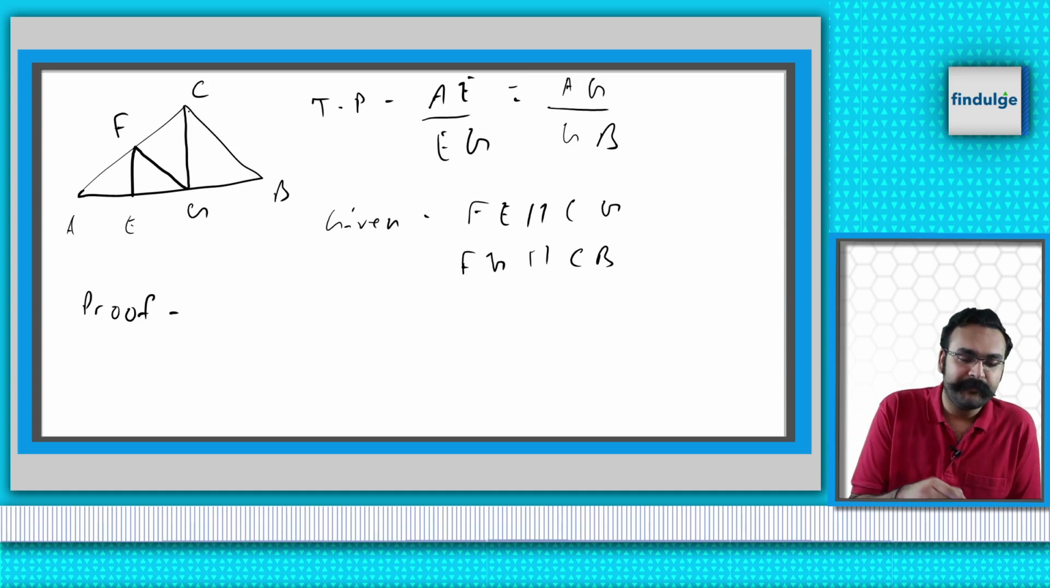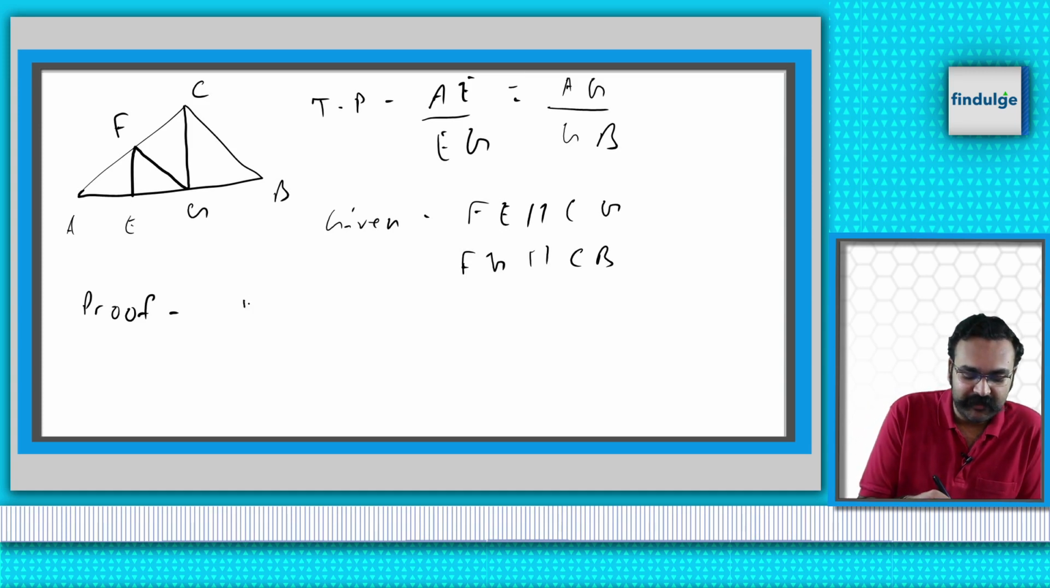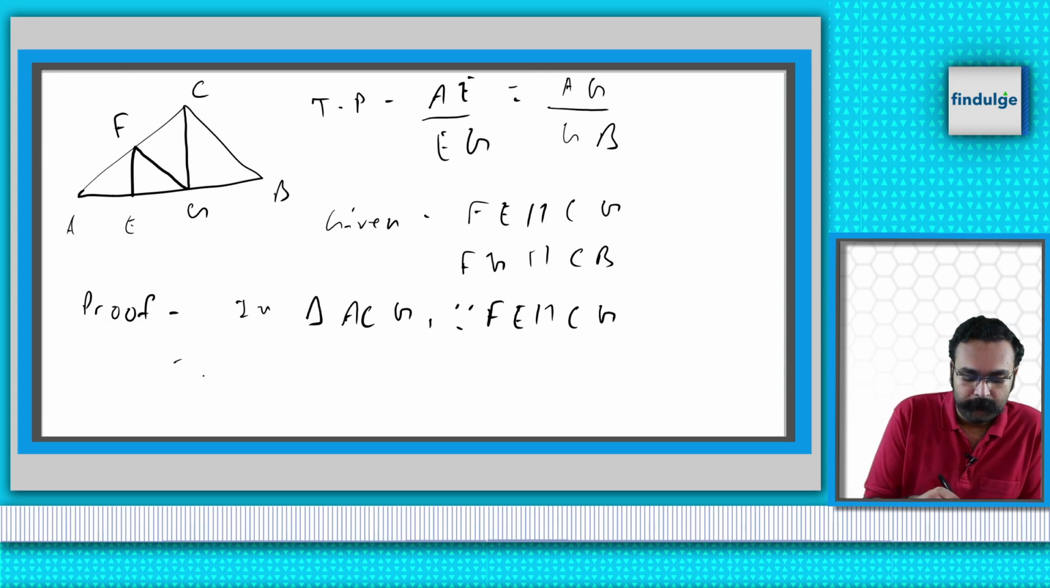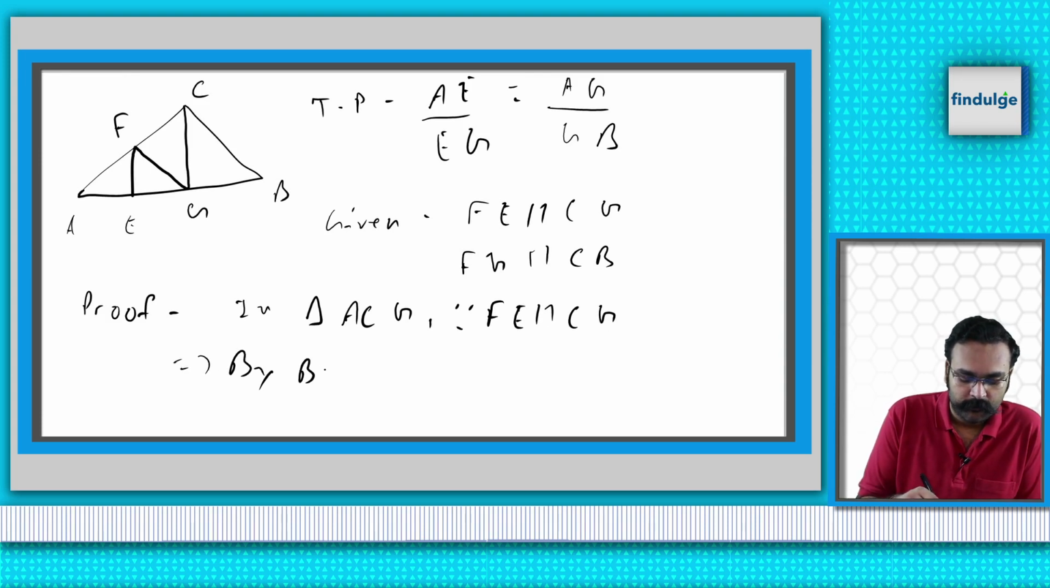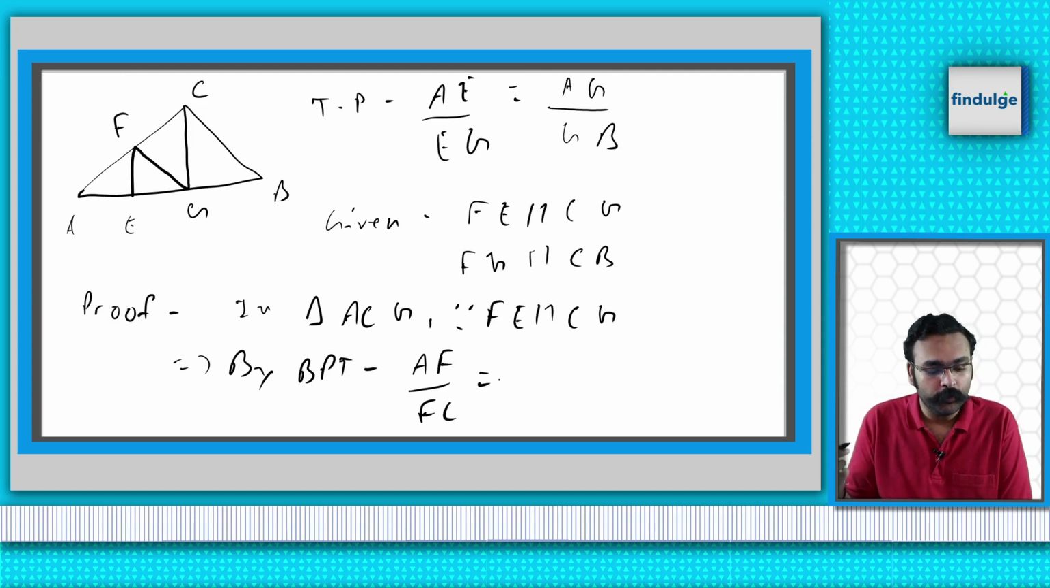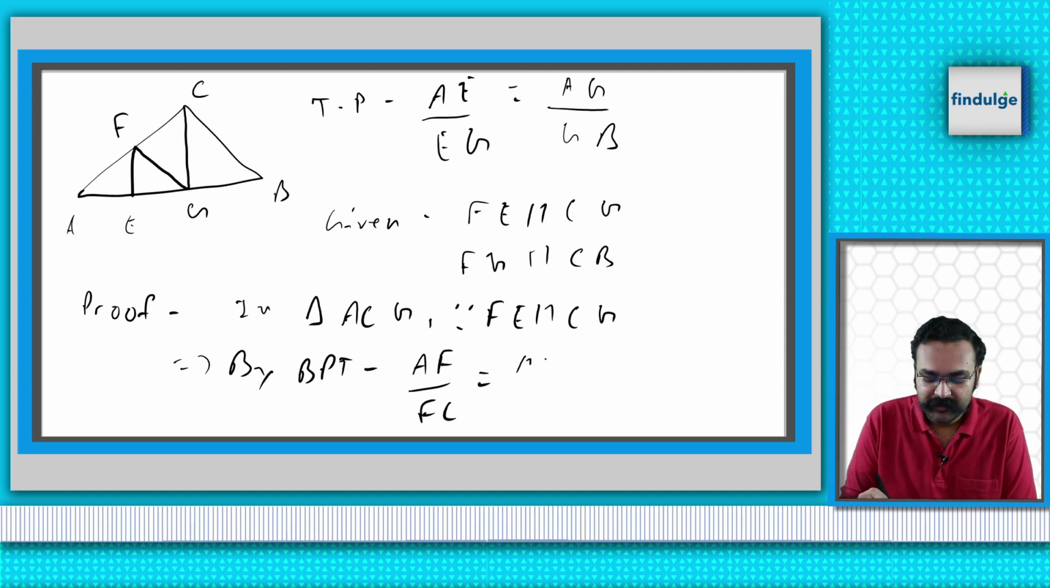Now, if FE is parallel to CG, that means in triangle ACG, since FE is parallel to CG, this means by BPT, we will have AF upon FC is equal to AE upon EG, which is the first of the two sides that I wanted. Let this be 1.